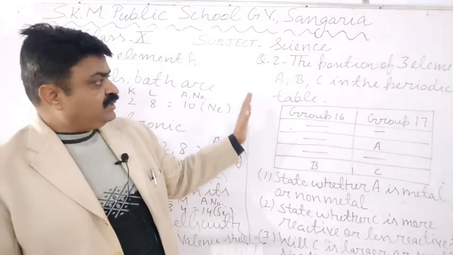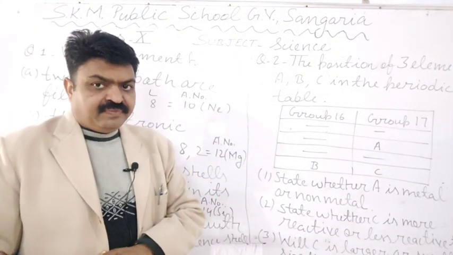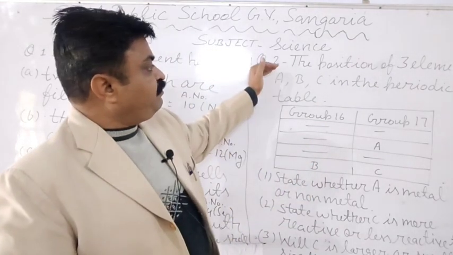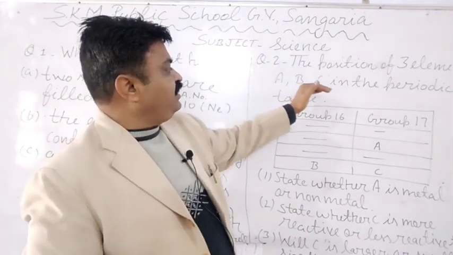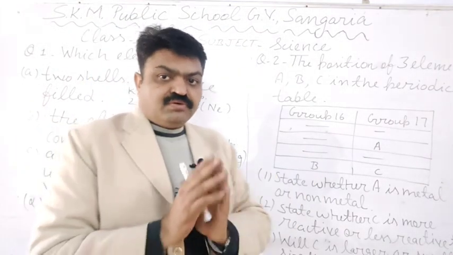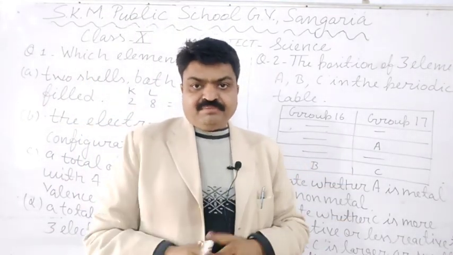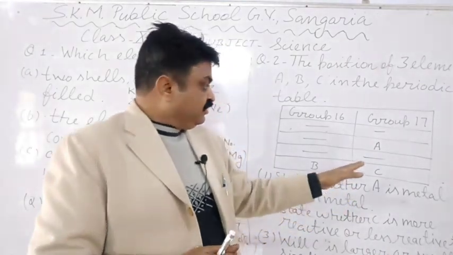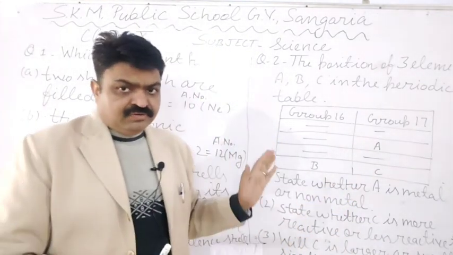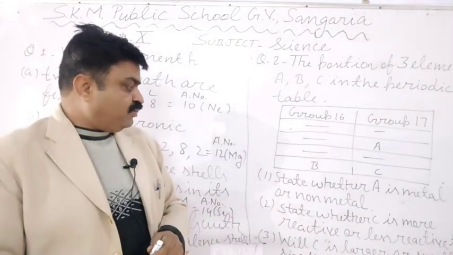Now in this, no modern periodic table is given, only one part is given, student. In this, the positions of 3 elements A, B, C in the periodic table are shown. No name or atomic number of those elements is given. They are given as A, B and C. So how will you try to solve this type of question?